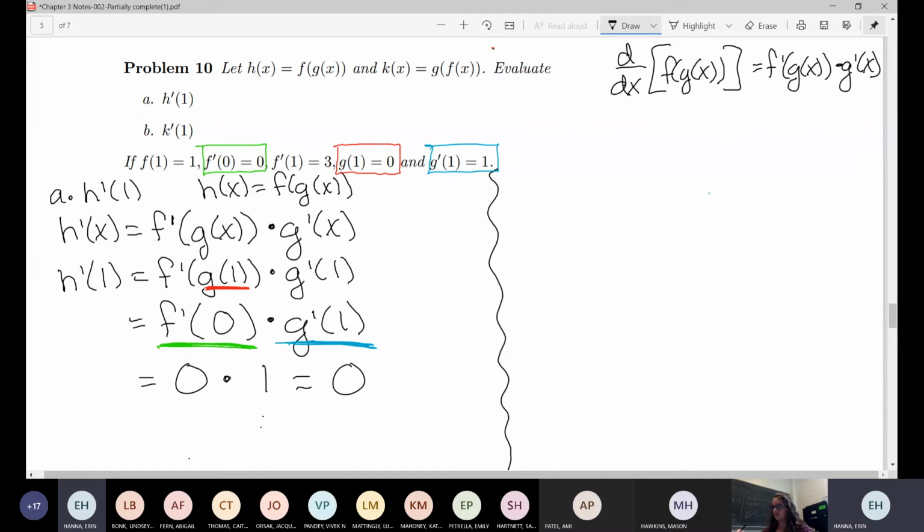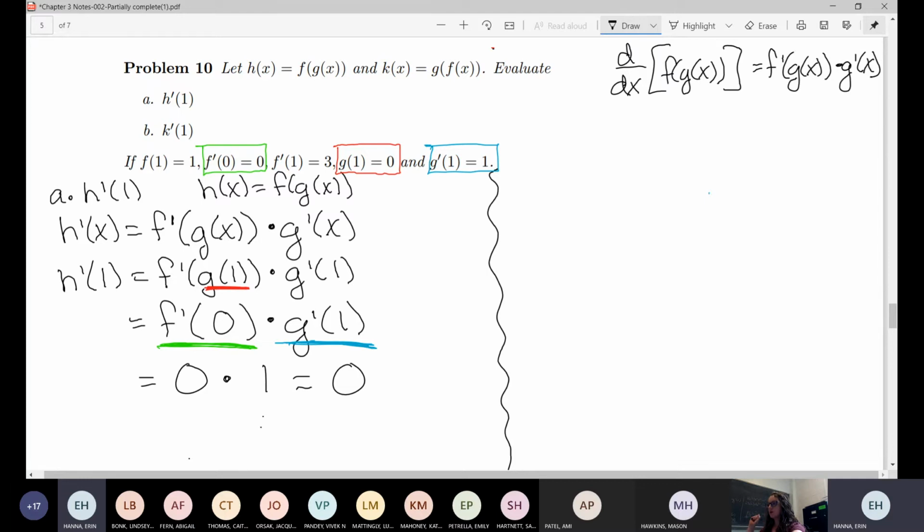Are there questions on this thing that's up here now? So essentially what we had to do is take the derivative very generically and then just replace these values with the things that we were told in the given problem.